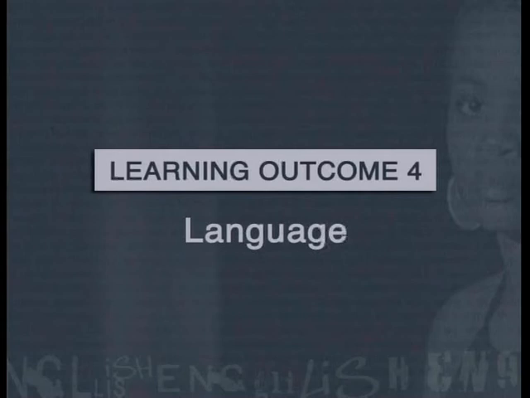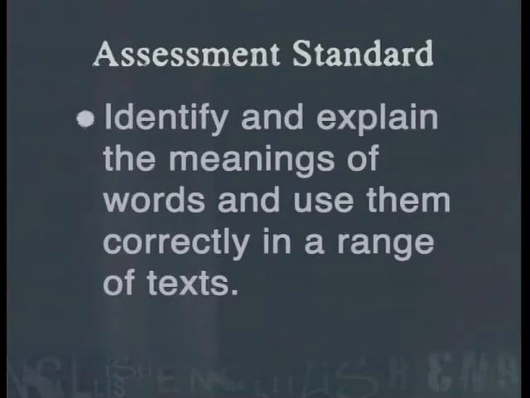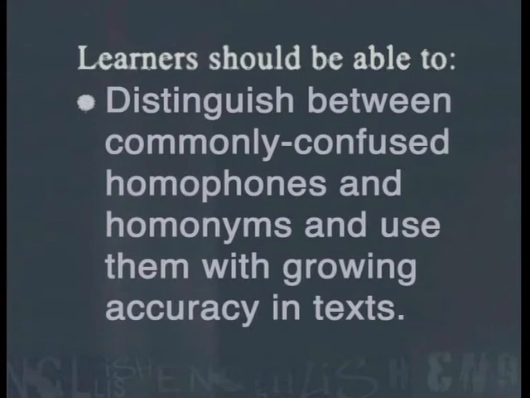The following lesson is linked to Learning Outcome 4, Language. It addresses the assessment standard that requires learners to identify and explain the meanings of words and use them correctly in a range of texts. Learners should be able to distinguish between commonly confused homophones and homonyms and use them with growing accuracy in texts.